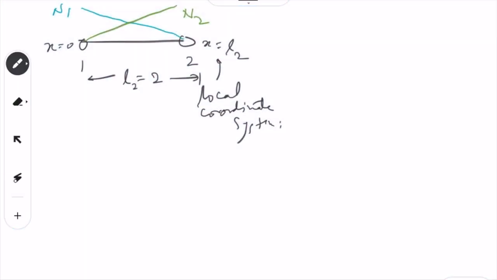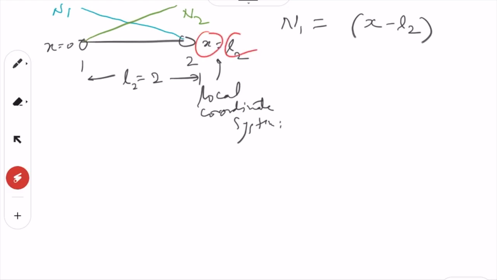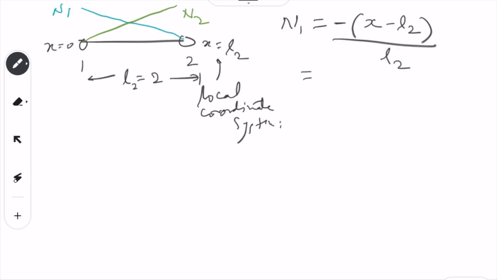So here, N1 has the root, L2 is the root. So we say N1 equals x minus L2, and there will be some constant here. Which constant? When x equals L2, N1 will be 0, and this is correct, but when x equals 0, this value is 1. So put x equal to 0 here. This becomes minus L2, so you have to divide by minus L2. So the value will be minus divided by L2. So simply, N1 is 1 minus x over L2.